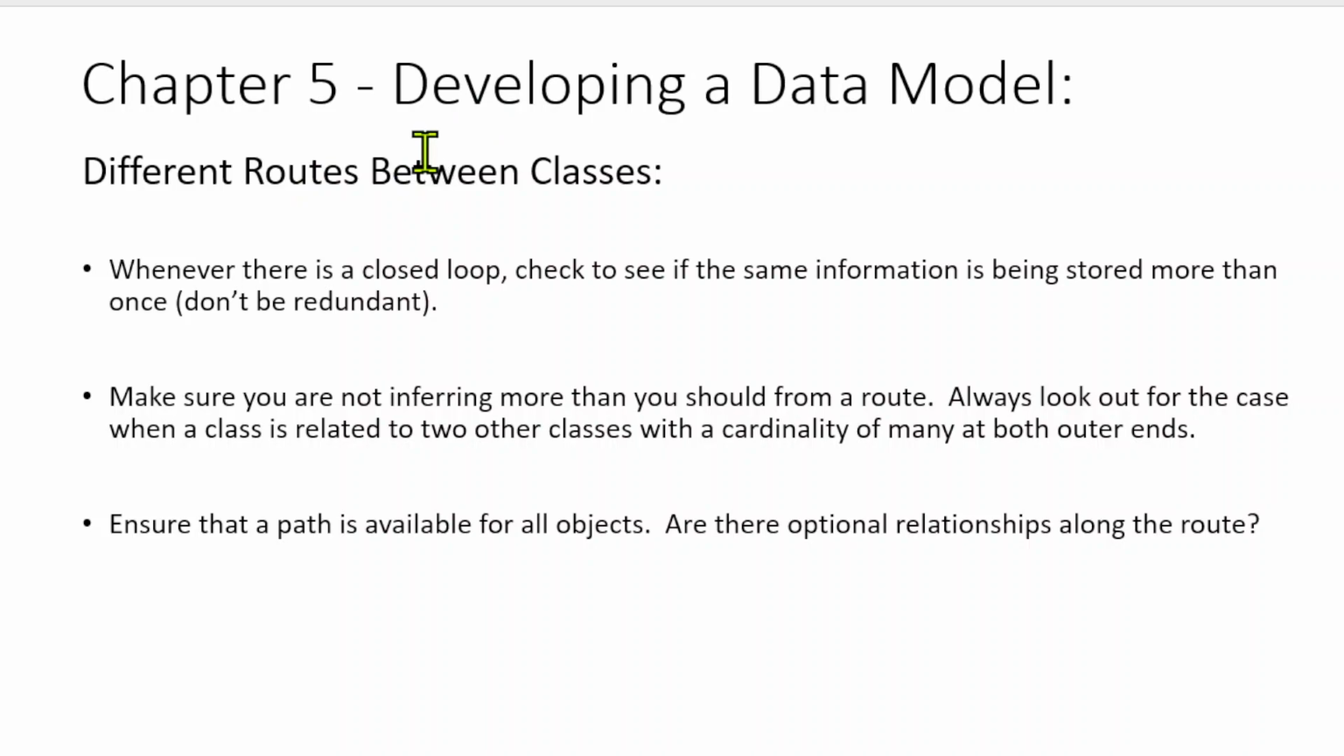And you also want to think about different routes between classes. Whenever there's a closed loop, check to see that the same information isn't being stored more than once. Don't be redundant on that. Make sure you're not inferring more than you should from a route. Always look at the case when the class is related to two classes where the cardinality may have many at both outer ends, and ensure the path is available for all objects. Make sure there's a path.